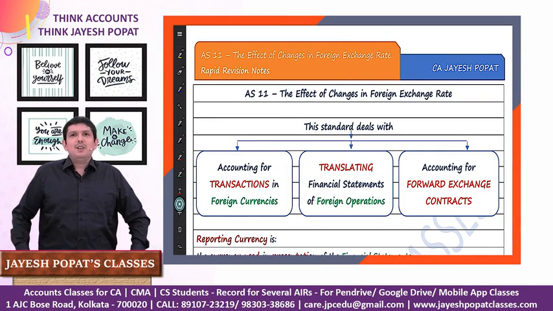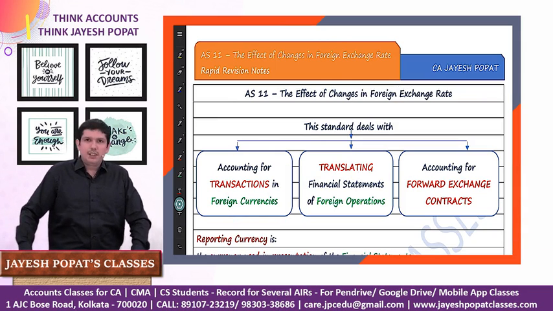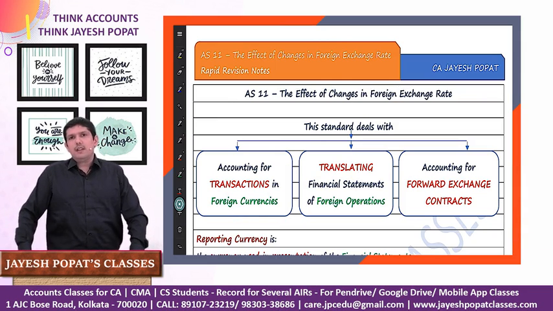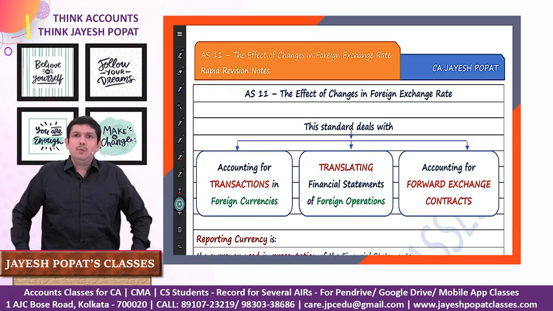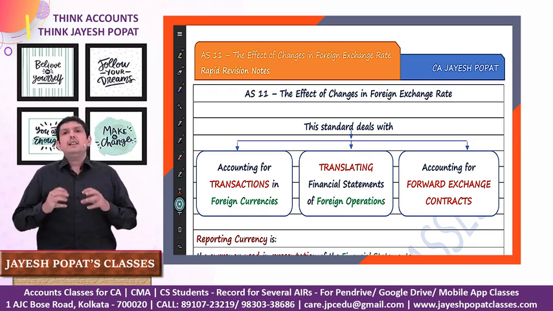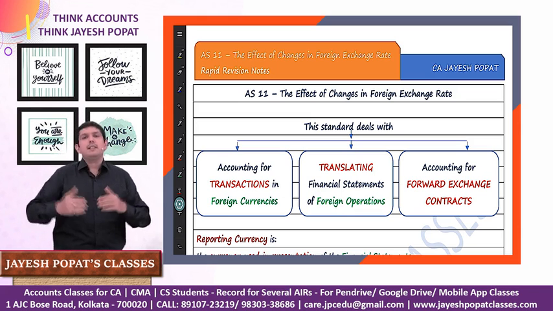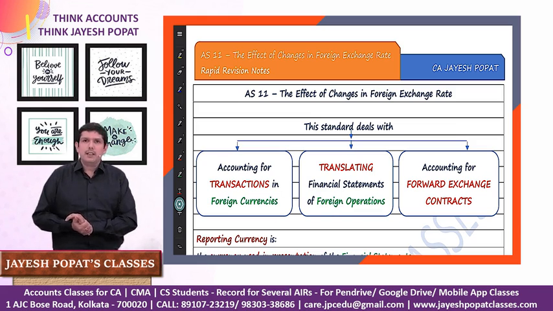Right guys, so let us start on with revision of accounting standard 11, the effect of changes in foreign exchange rate. As usual, first we'll cover up the contents of the standard and then we'll move on to certain very important practical questions. Basically AS 11 is applicable on those enterprises which in some ways have exposure to foreign currency transactions, or they are having some operations in some foreign country, or they are having some forward exchange contract.